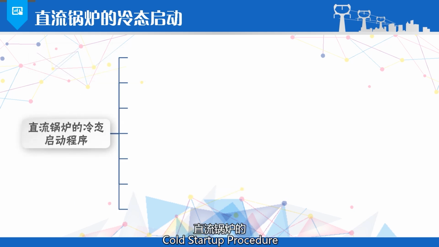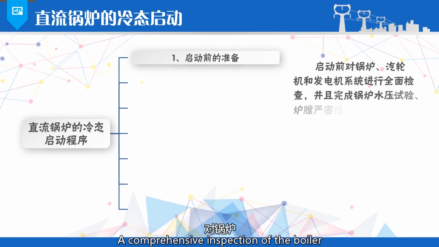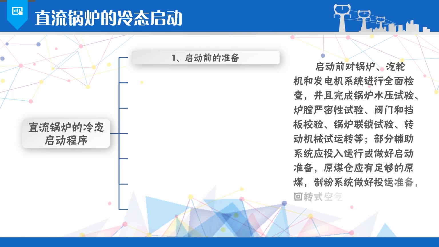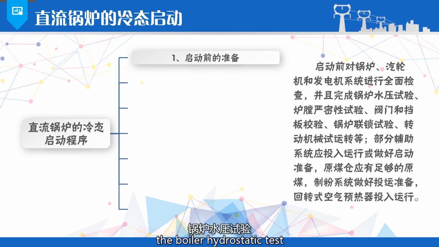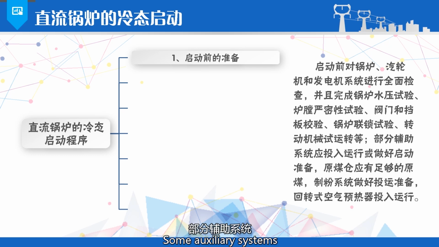Third, cold startup procedure for once-through boiler. 1. Preparation before startup. Before startup, a comprehensive inspection of the boiler, turbine, and generator systems should be conducted, and the boiler hydrostatic test, furnace tightness test, valve and jumper verification, boiler interlocking test, and rotating machinery trial operation should be completed. Some auxiliary systems should be put into operation or prepared for startup.